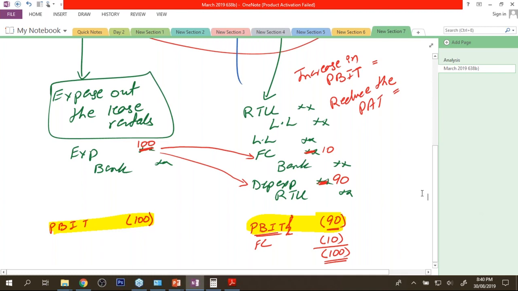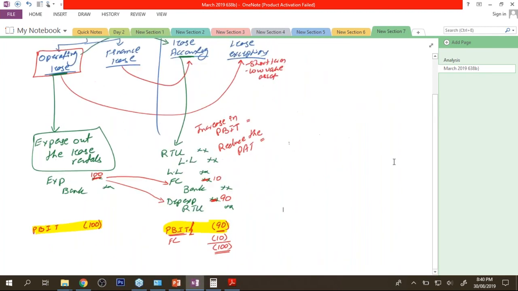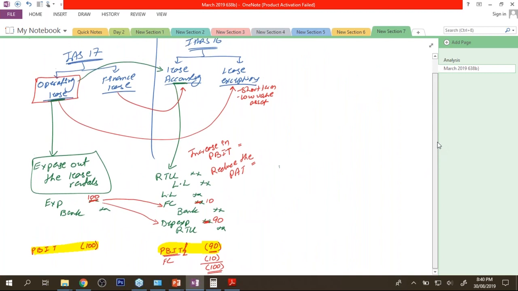Okay, Mohammad Faizan wants a snapshot. Mohammad Faizan, you can take the snapshot now.